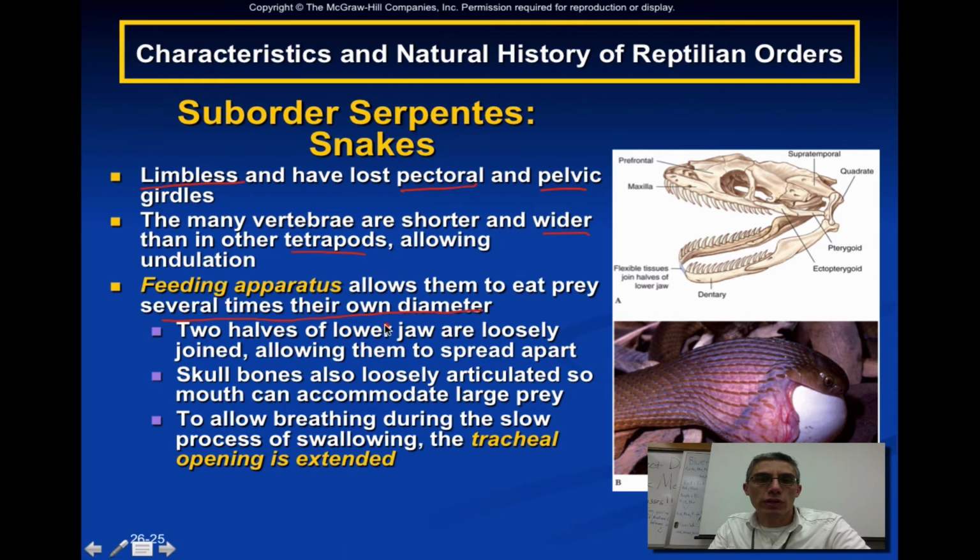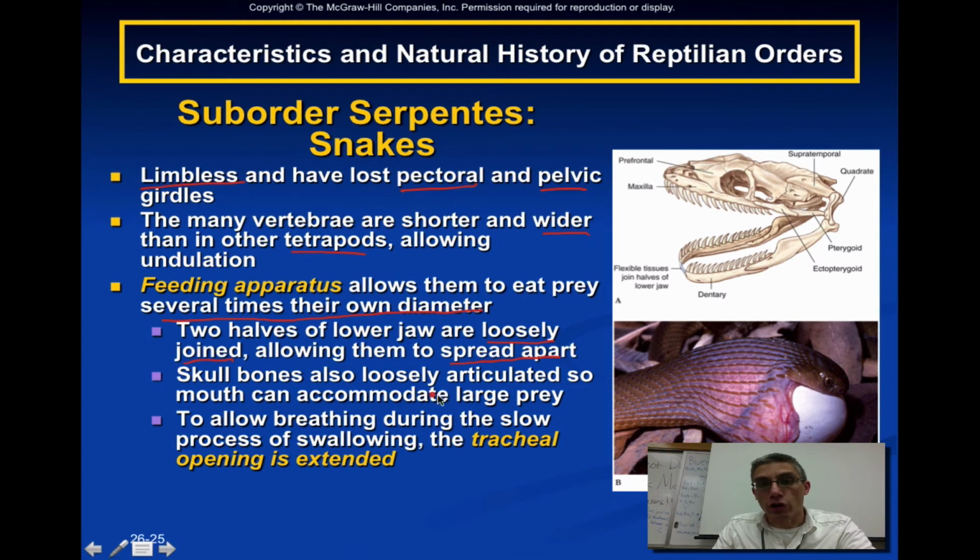A lot of times we think about a snake as being able to unhinge its jaw. Well, it's not exactly the case. They have jaws that are basically loosely joined together, which means they can't simply unhinge the jaw, but it's more of a flexible jaw. In other words, there's some space between the upper and the lower jaw. Because of this additional space, it allows the jaw to spread apart.